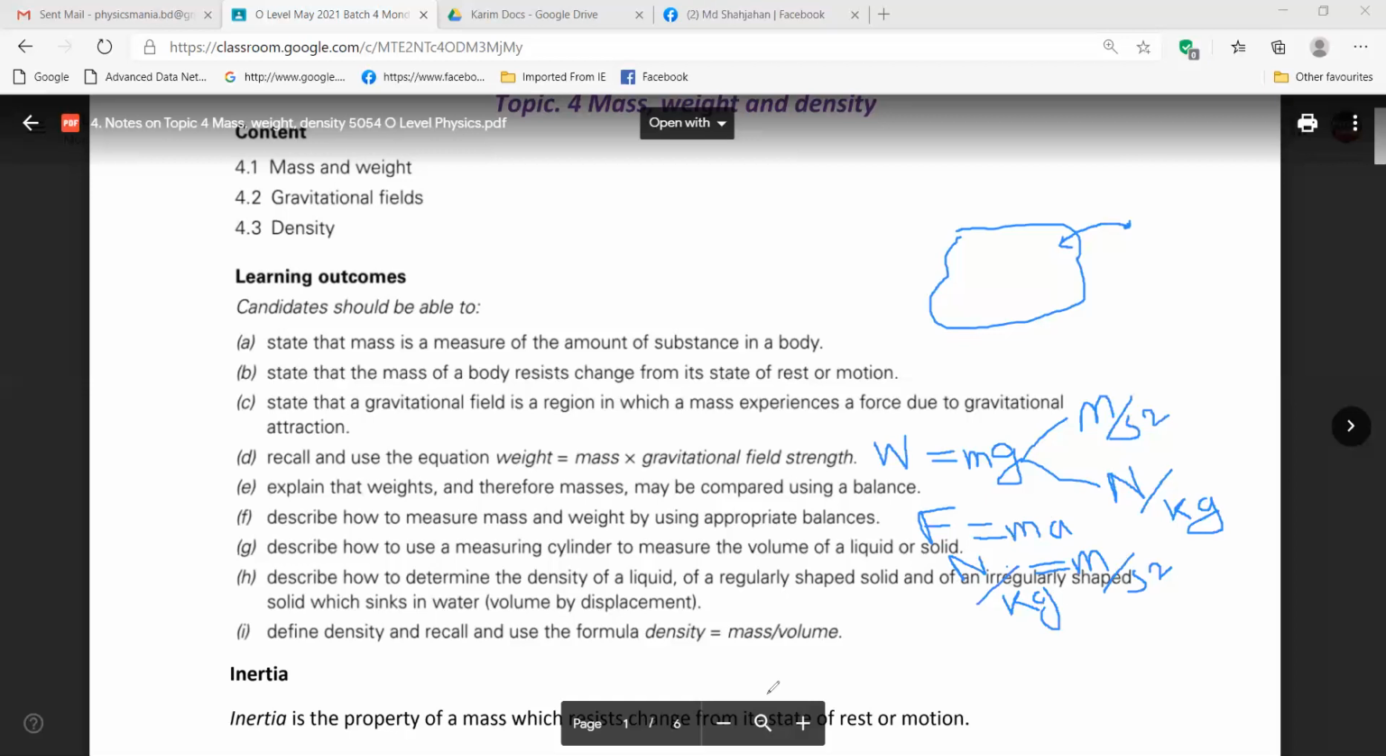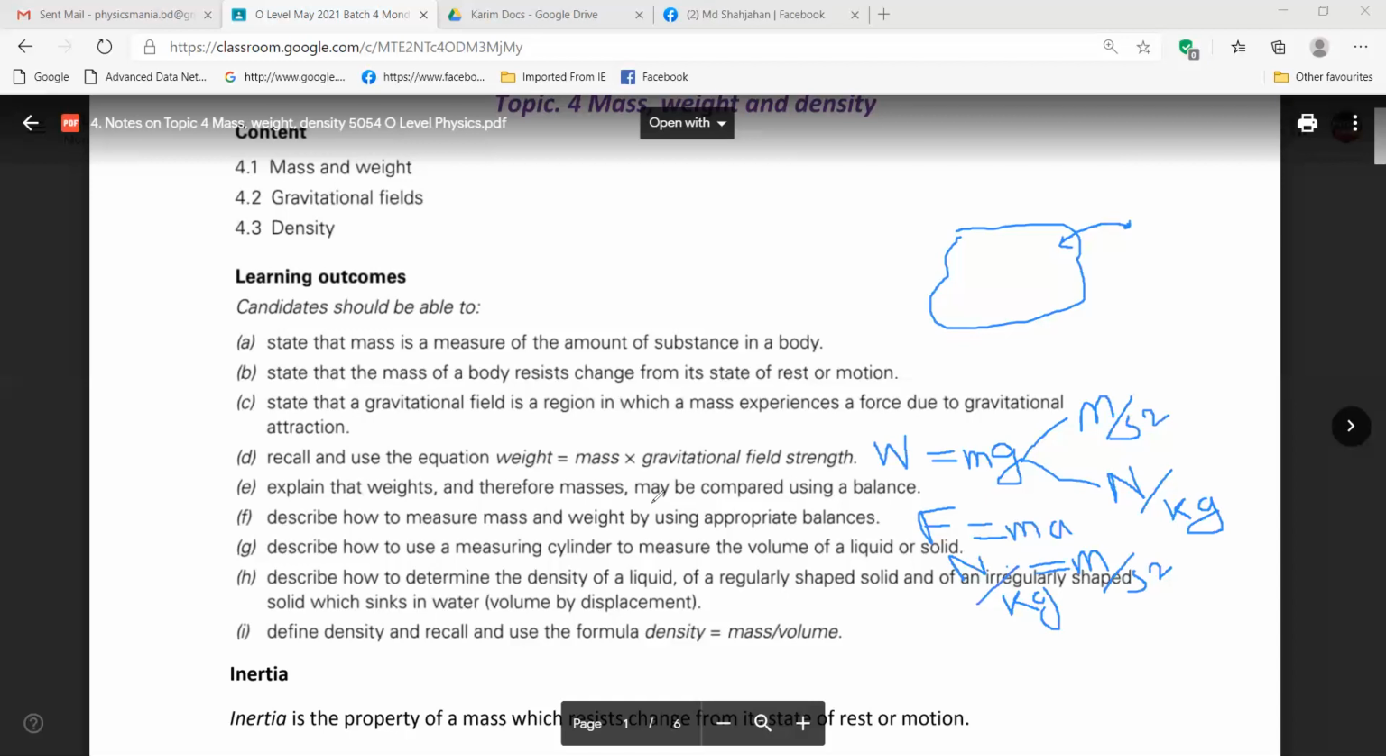Now, I already told you that we have different kinds of balances. Beam balance, we have top pan balance, right? We saw them in our practical lab. And we also have the spring balance. And for measuring weight or force, we have the Newton meter, right?